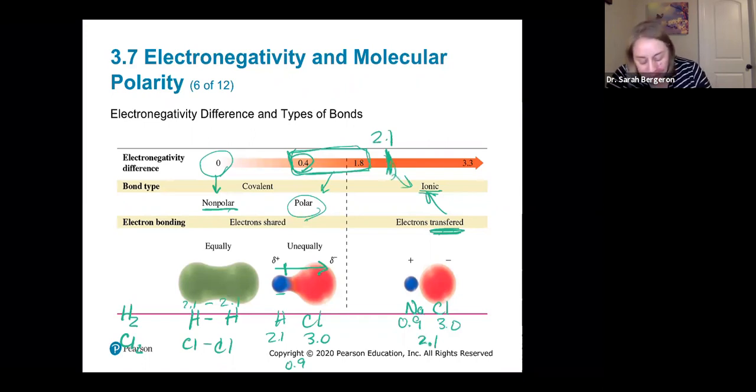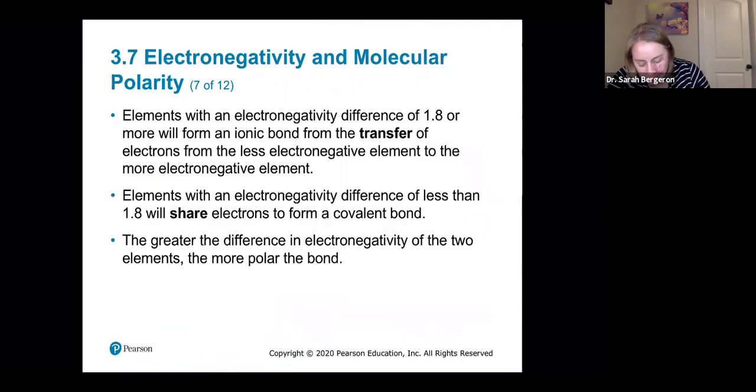So you have to remember, 1.8 to 0.4 is polar covalent. Anything greater than that is ionic, and anything less than that is nonpolar covalent. Those are the big keys to remember there.